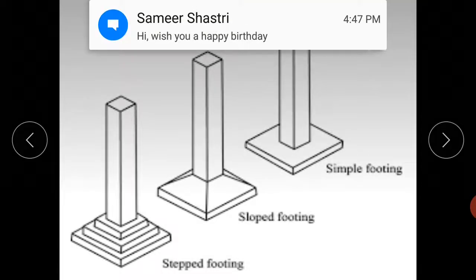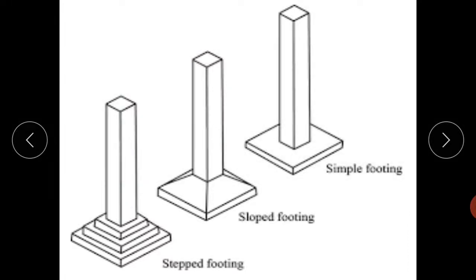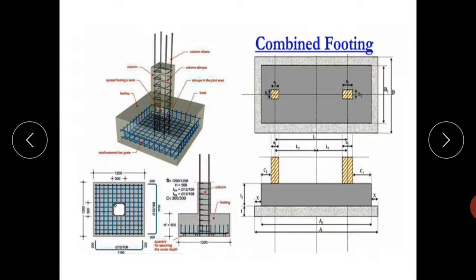For a single column, we can provide the isolated footing. These are some types of footings: simple footing, slope footing, and stepped footing. Combined footing: if two or more columns in a straight line are to be supported by a single footing, then we go for combined footing.